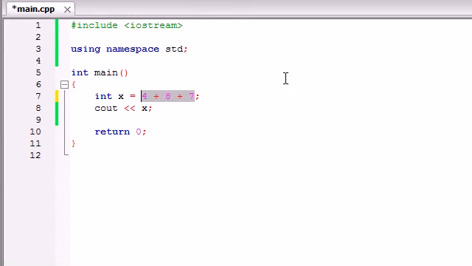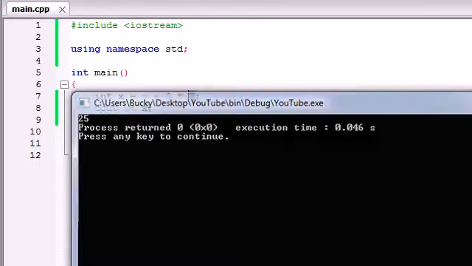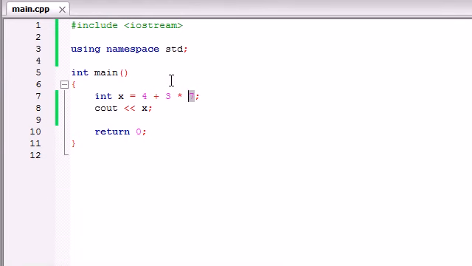The only time you have varying answers is when you have like 4 plus 3 times 7. For example, if you did 4 plus 3, it would be 7 times 7 would be 49. But whenever we run this, whoa, easy, we get 25. Why is that? Because it uses the associative property. It actually multiplies first, which is 7 times 3, and that's 21 plus 4, which is 25.